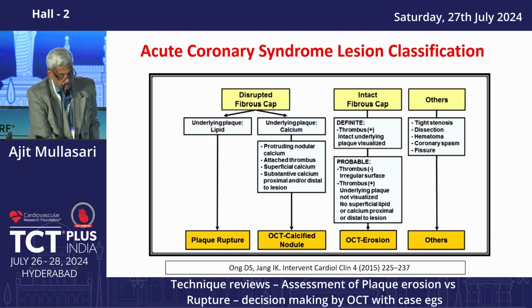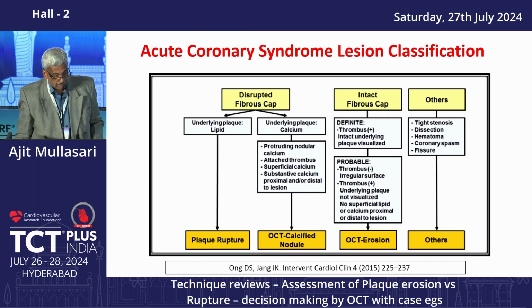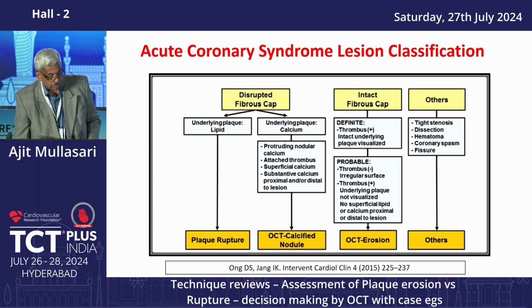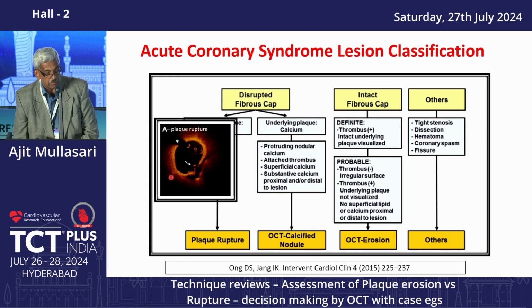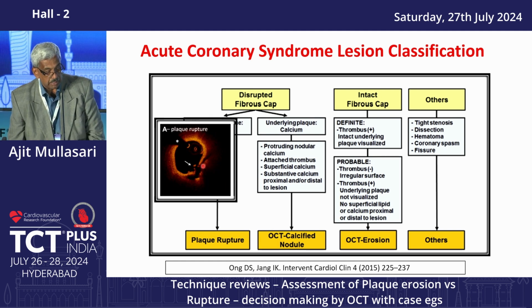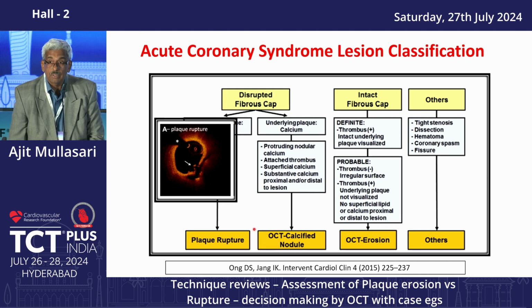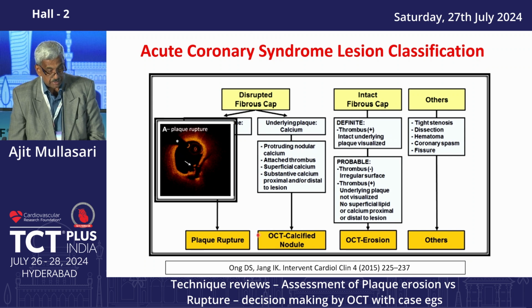If you look at the classification of acute coronary syndromes, one is a disrupted fibrous cap with an underlying plaque which is lipid, and that's called a plaque rupture, and that's how it looks. That's the plaque fissure, the cavity, where the lipids have been released. This is a classic plaque rupture, which happens in 80% of myocardial infarction.